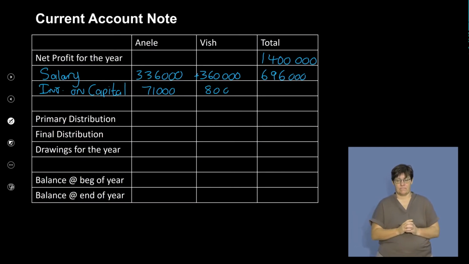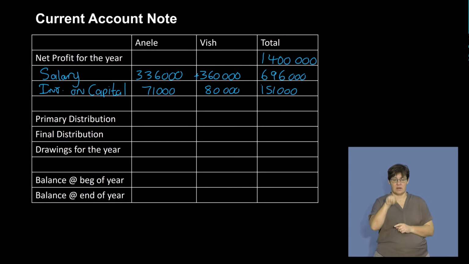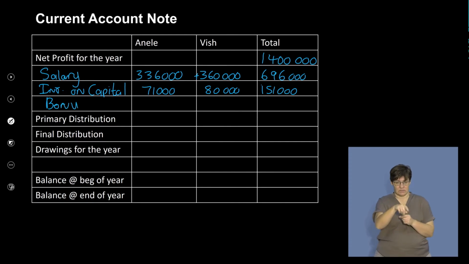Okay, 80,000. And once again, in order to get my total, I'm adding, and that should be 151,000. Okay, I'm just going to quickly double check that. Right, so 71 plus 80, just leaving out the naught, 151,000. So that's correct. Right, Anele did get a bonus. I need to include this as well.